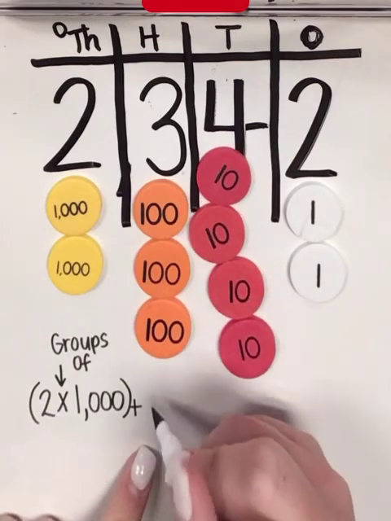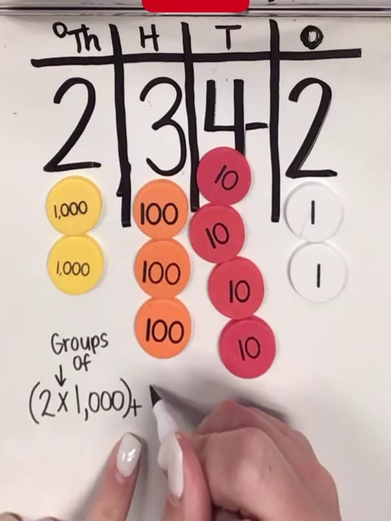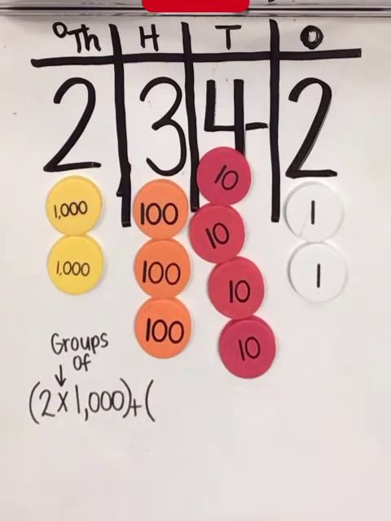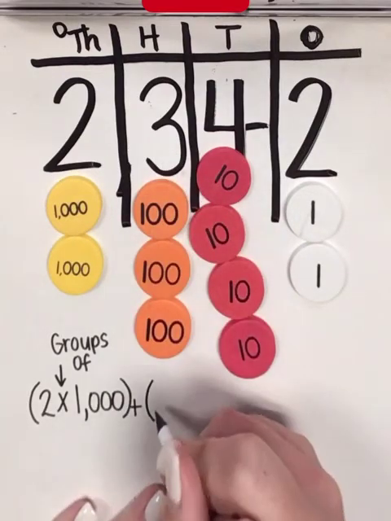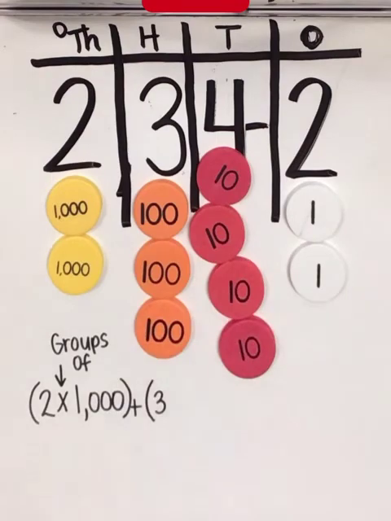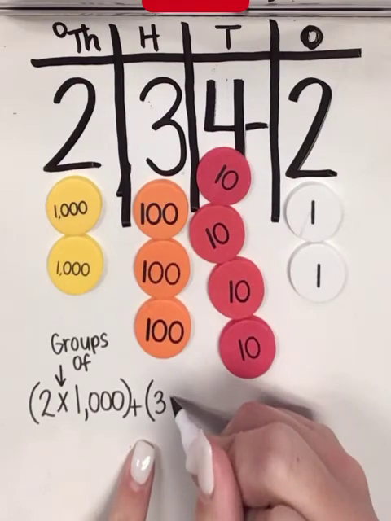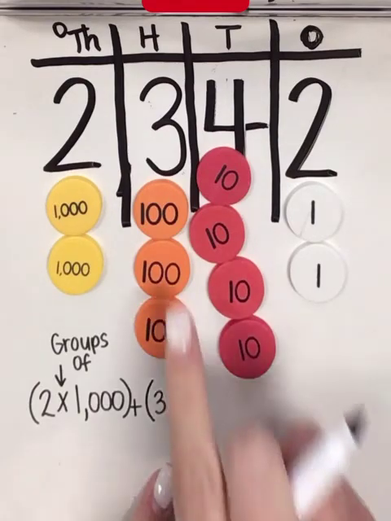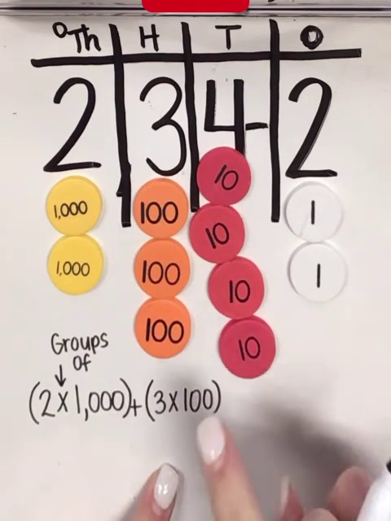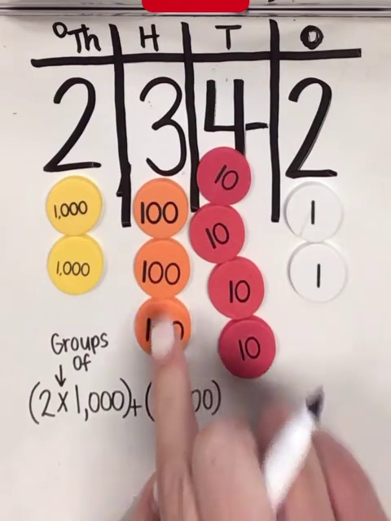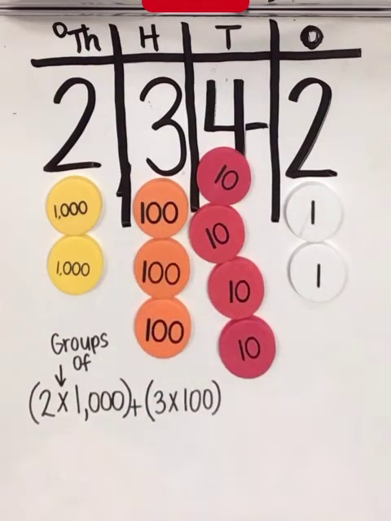Okay, so we did our plus sign. After we do our plus sign, we're going to do another parenthesis. Okay, so remember I told you we are going to start with our digit and we're going to multiply it by its value. So our digit is what? 3, because that's how many groups we have. That is an easy way to see it. How many groups do you have? We have 3. So we're going to multiply it by its value, and the value of one of them is 100. So we have 100 3 times, and that's what we have represented with our place value disk.